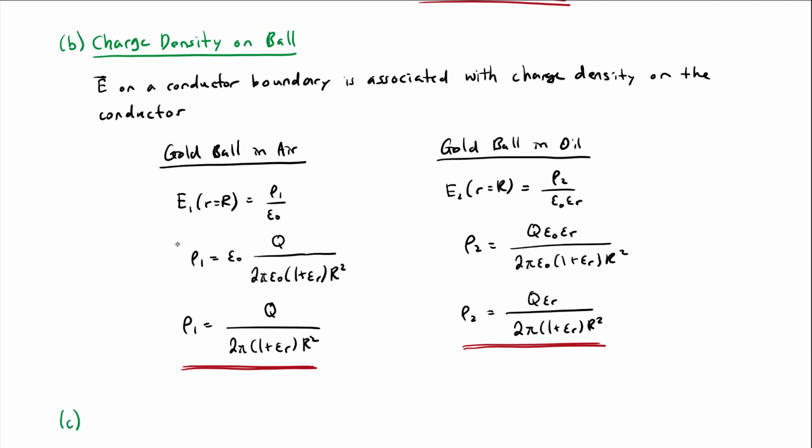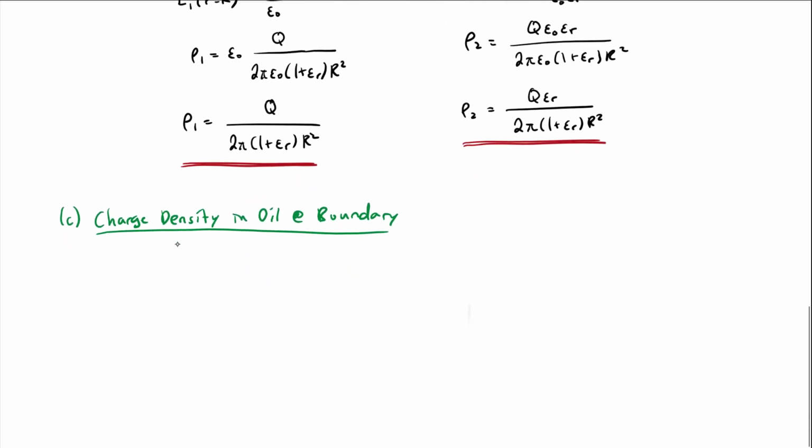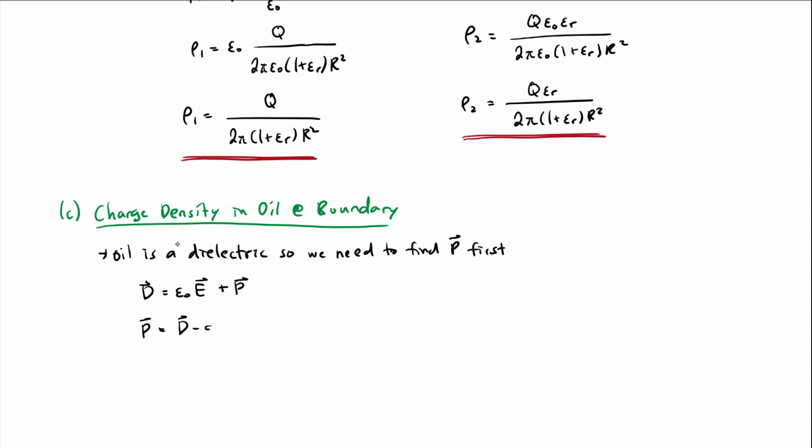The last part is asking about the charge density at the boundary. So the charge density in oil at the boundary. So we're shifting our analysis to the second medium. Oil is a dielectric. So for dielectrics, we need to find the polarization vector. We know D is equal to epsilon naught E plus P. We already solved for D, we solved for E, so it'll be really easy to solve for P. So P is equal to D minus epsilon naught E.